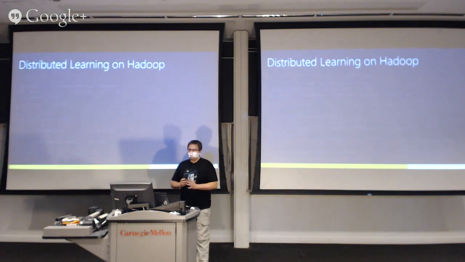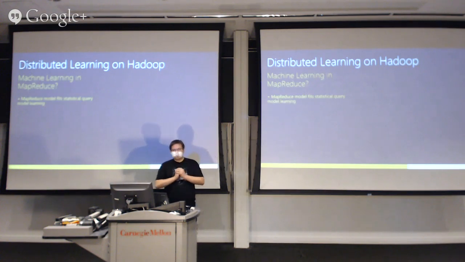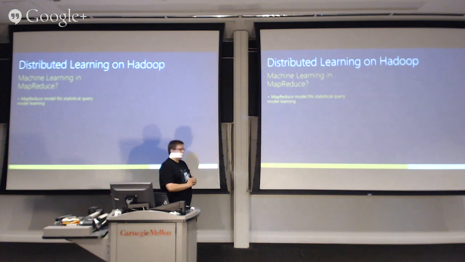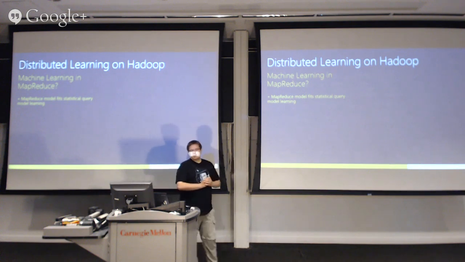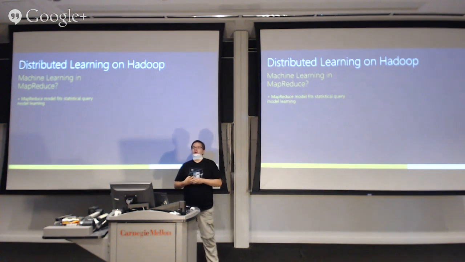So a lot of people came up with the idea of doing distributed learning on MapReduce, or more specifically Hadoop. This is generally a good idea because MapReduce as a logical programming model fits what's known as the statistical query model really well. And in the statistical query model, you express your algorithm as queries against your data set, which produce you statistics of that data set.